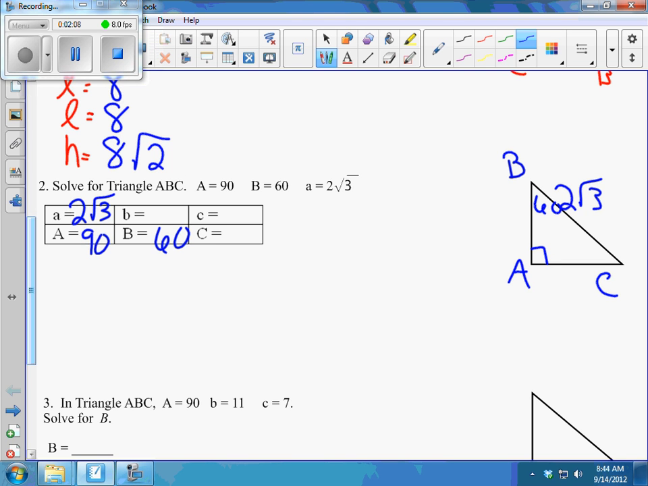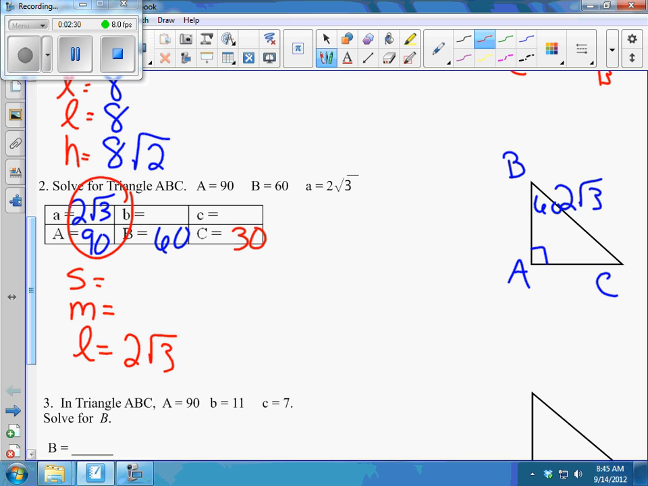And now I'm going to go ahead and start filling in. So again, we have another special right triangle. If A is 90 and B is 60, then C is 30. And now I'm going to go ahead and mark my small, medium, large. And remember, the large side is always opposite the largest angle. So that's your A's.